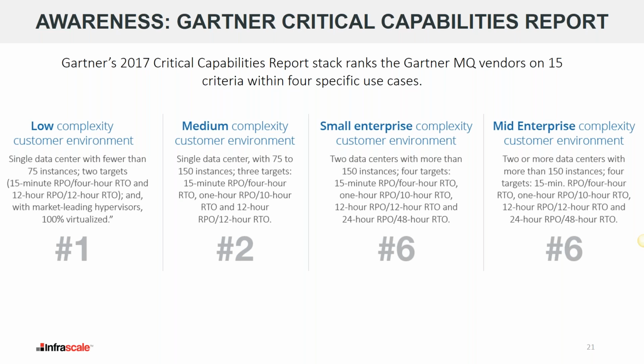But these additional reports broke it down by environment. That's because Gartner is traditionally an enterprise-focused company, but they started breaking things out, and they evaluate vendors even in the small business space. So they have low complexity environments, medium, small, medium enterprise, mid-enterprise. And we're number 1, number 2. And then for small and mid-enterprise, we dropped to number 6 because we don't have AIX support just yet.